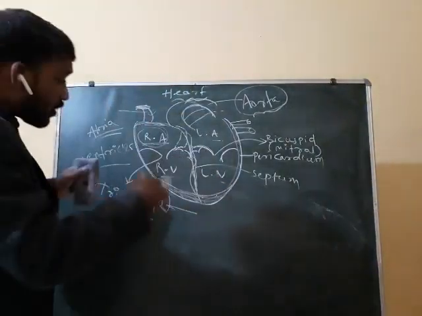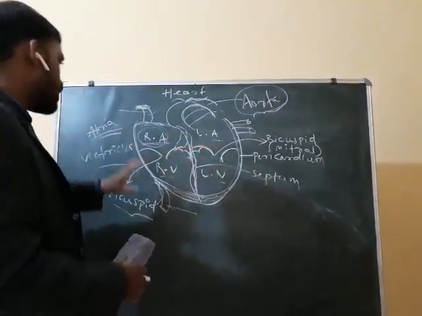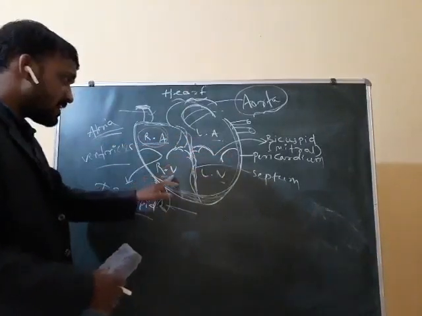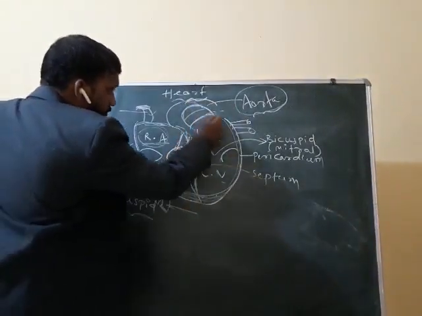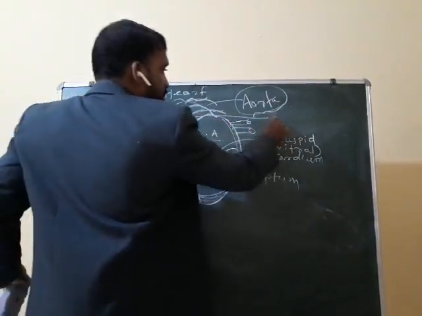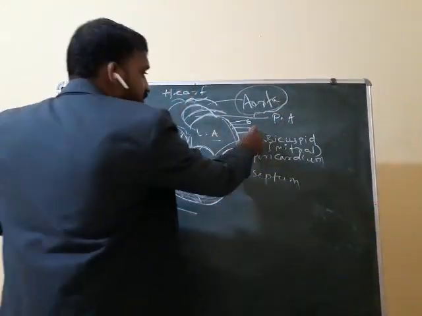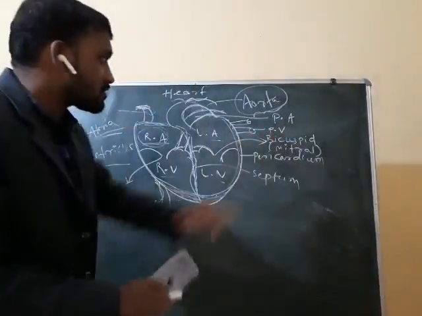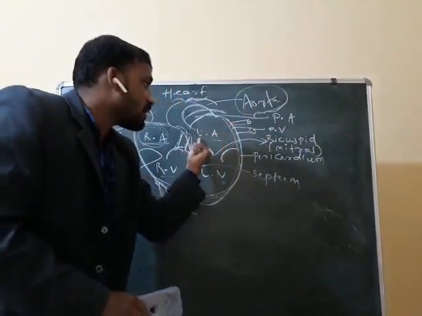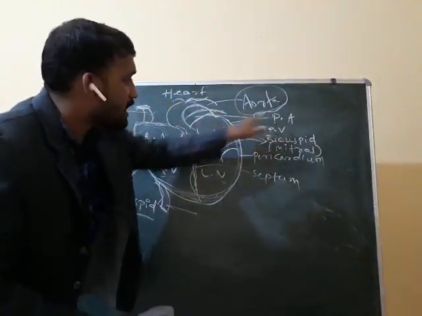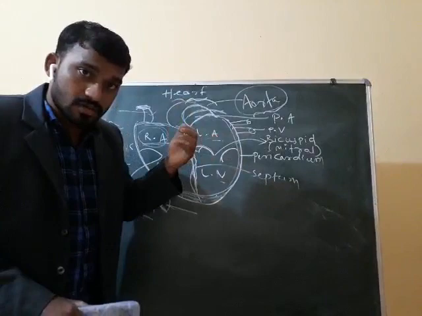Now, I told you septum, bicuspid valve, tricuspid valve, right atria, left atria, right ventricles, left ventricles, largest artery is called aorta, and this blood vessel going to the lungs is called pulmonary artery. P.A means you just feel pulmonary artery, and this is called pulmonary vein. This part brings blood from lungs to the left auricles, and this pulmonary artery carries blood from right ventricles to the lungs for oxygenation. Understood?